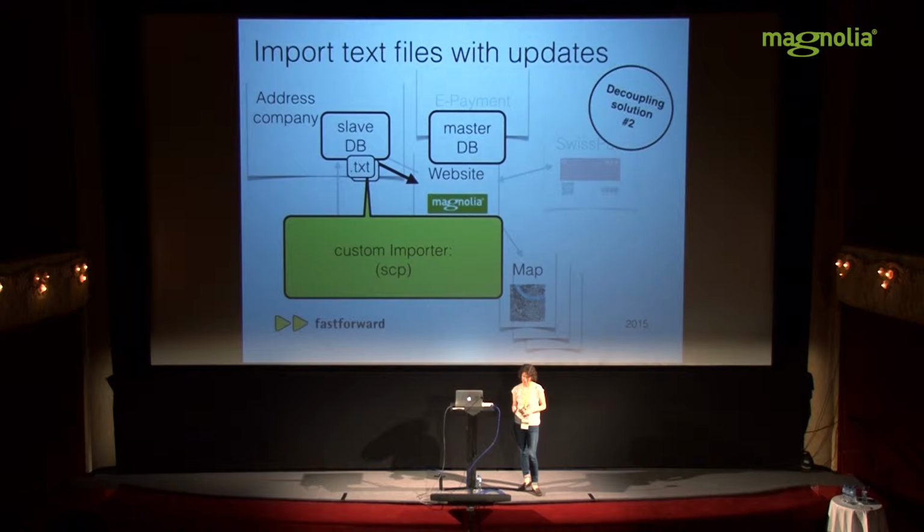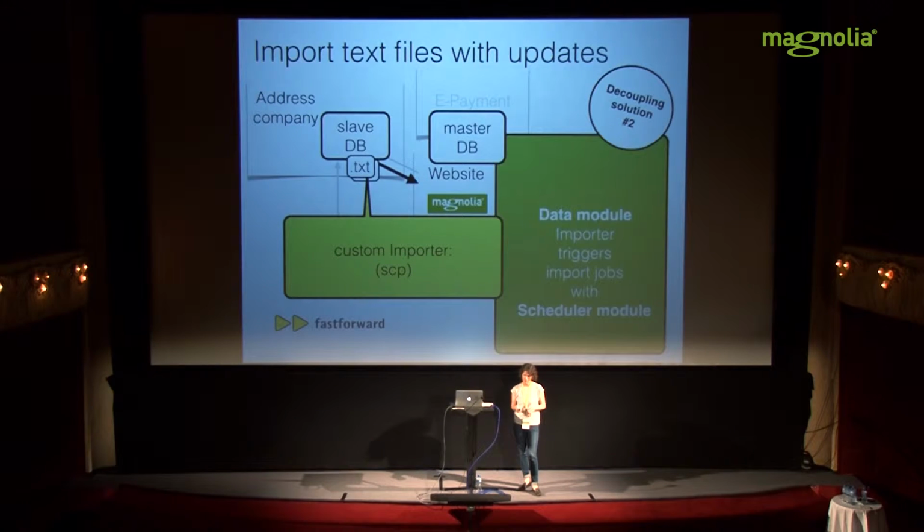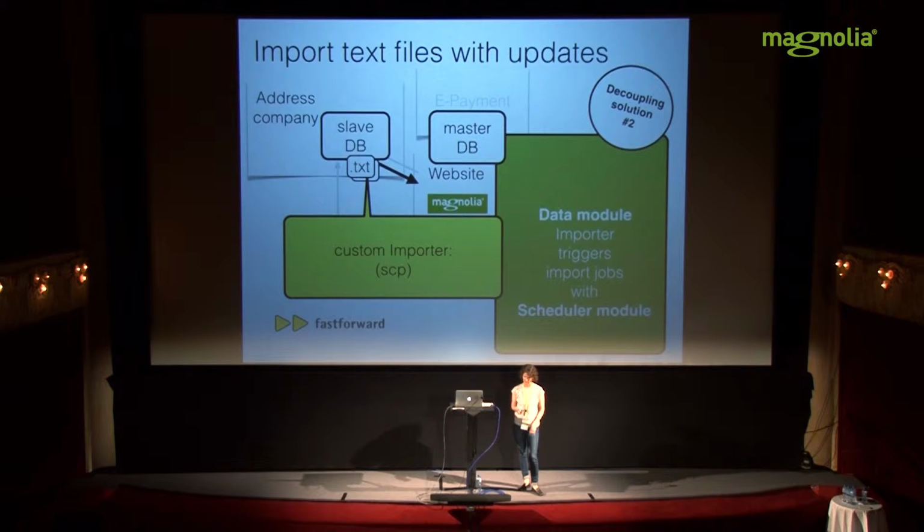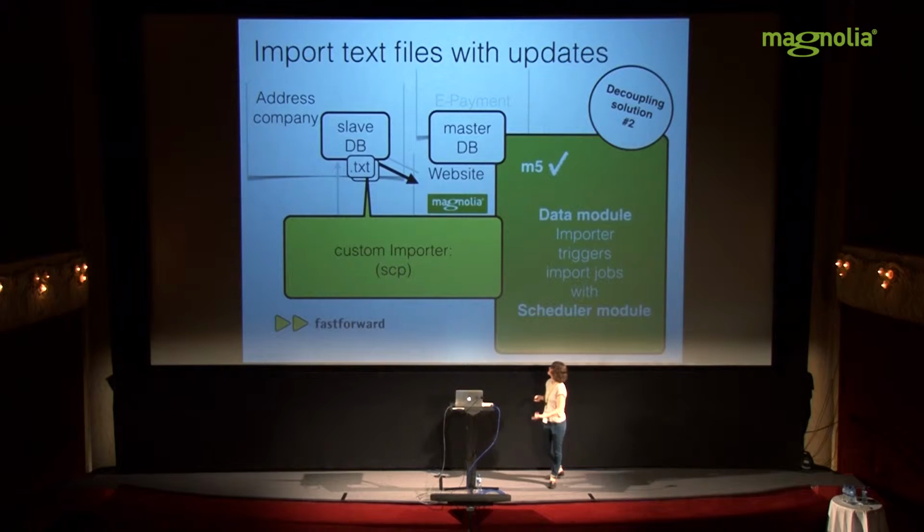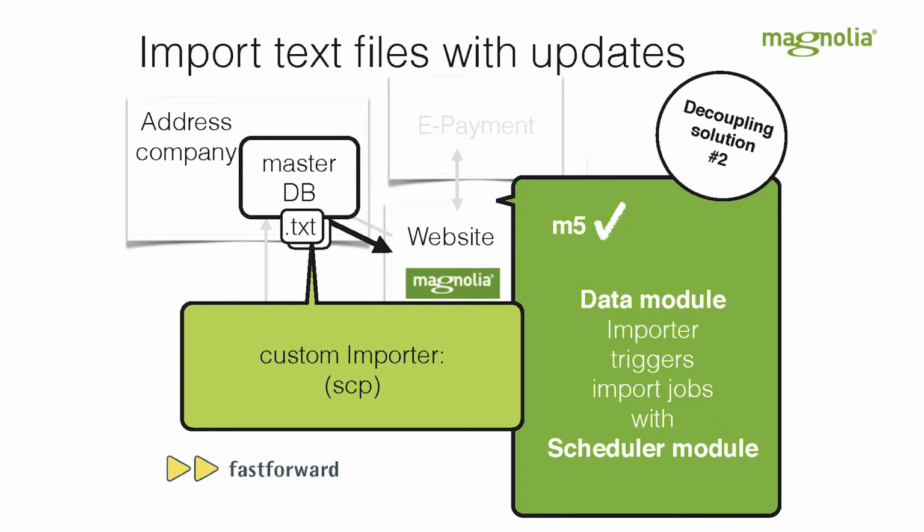That we are doing in a custom importer, which is based on an importer in Magnolia's data module, that triggers import jobs with the Magnolia Scheduler module. So we're using some nice Magnolia features there that are cool to know about. And we're happy that they're actually still working in Magnolia 5. And as a shout out to Magnolia people, if you're thinking about scrapping the data module, that might be something worth saving.